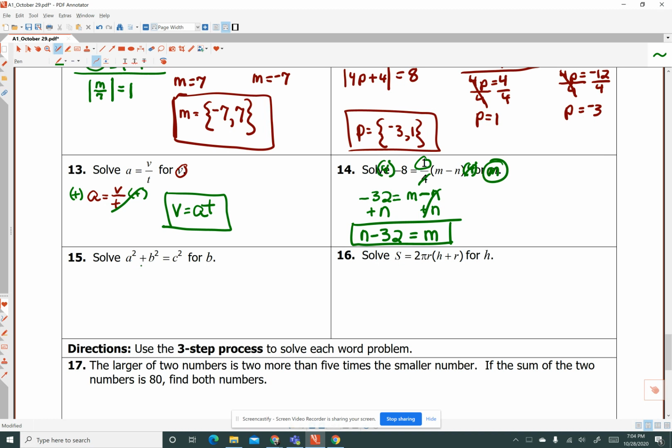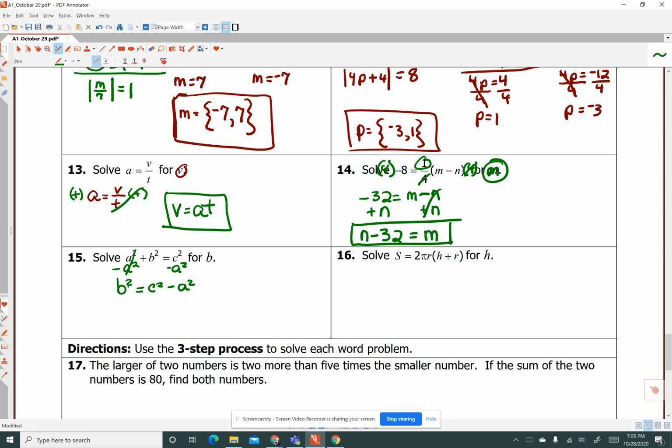Here we're solving a squared plus b squared equals c squared. I hope you recognize that formula. If you don't, you will become reacquainted with it very soon. It's the Pythagorean theorem. So, a couple of ways to go about this. I think the first thing I will do, I'm solving for b, so I'm going to subtract a squared from both sides, which will give me b squared equals c squared minus a squared.